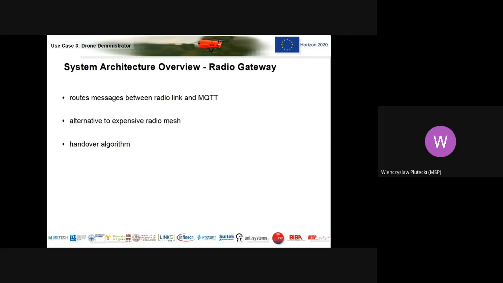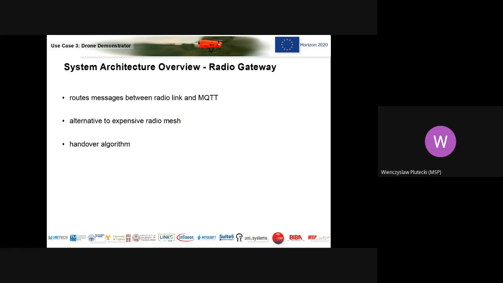The second service we call Radio Gateway. Its job is to route messages between MQTT topics and the drones over the radio links. And they were developed as an alternative to radio mesh, because the radio mesh requires expensive radio modems. We use simple devices that can talk to individual drones, and we implement all the mesh logic inside the software.